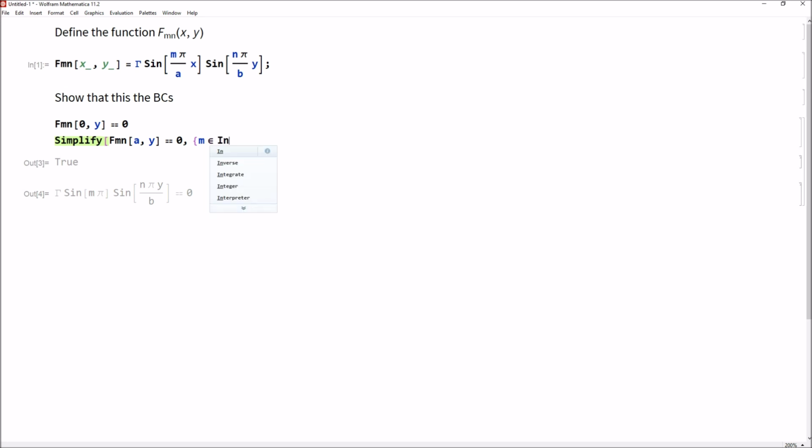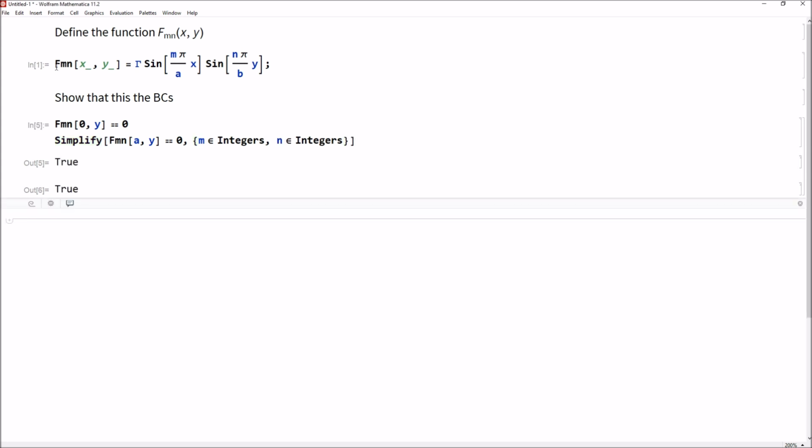Okay, m is in the integers, right? As well as n is also an integer value only, right? All right, let's try this now. This simplification with both those, and we see, yep, now it's true here. So we got the left and the right side work. Let's go ahead and check the top and the bottom here.